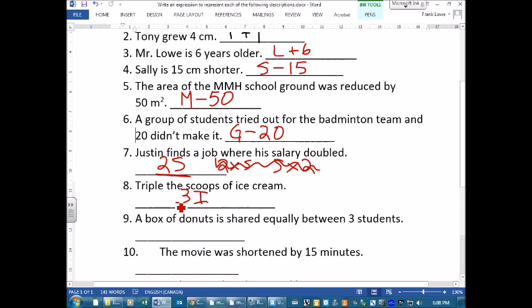It's good. A box of donuts is shared equally between 3 students. And what don't we know in this scenario? We don't know how many donuts were there to be shared, right? But we do know it's being shared between 3 students. So it's donuts divided by 3. You could also write it like this, D, that's a D, not a P, divided by 3. Oh, I need to calibrate my board. D divided, let me write that over here.